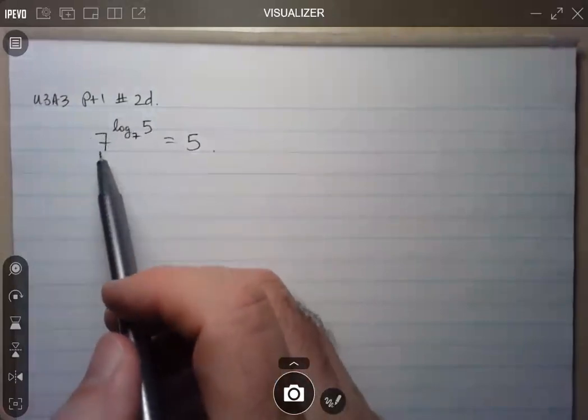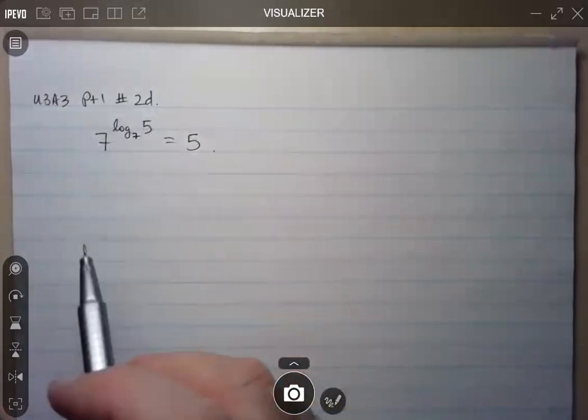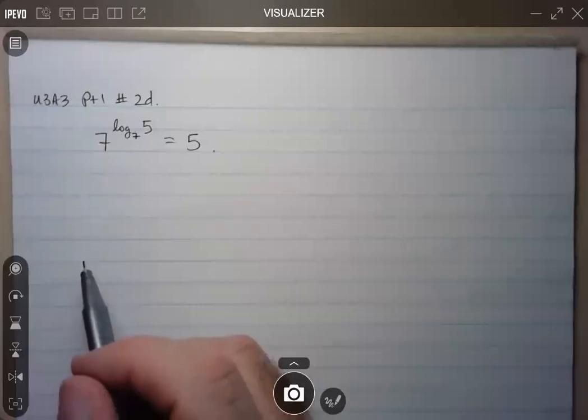And again, this only works because these are inverses of each other. If this was 7 to the log base 6 of 5, this would not be quite an easy task to solve. Any questions on that?